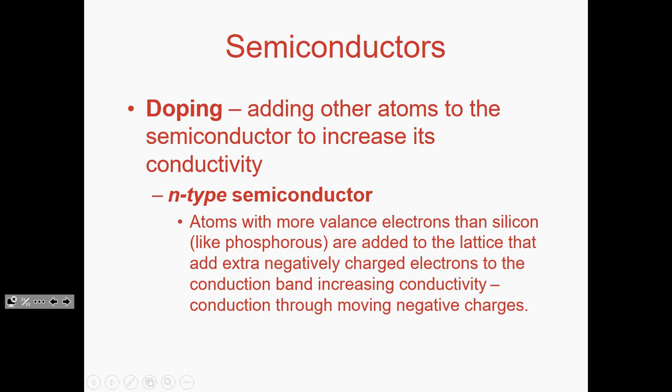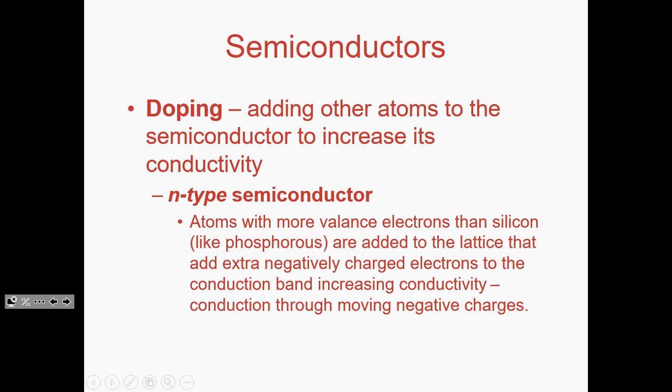So one type of doping is the N-type semiconductor. And what we're doing here is we're adding atoms with more valence electrons than silicon, like phosphorus. And when we add those into the lattice, the extra negative charge electrons allow the conduction band to more easily be bridged from the valence band because of those moving charges basically throughout. So it's conduction through moving negative charges when we dope the silicon with something like phosphorus with extra electrons.